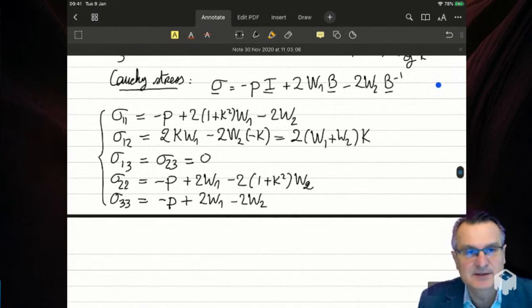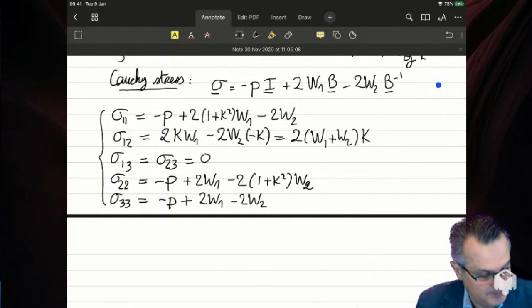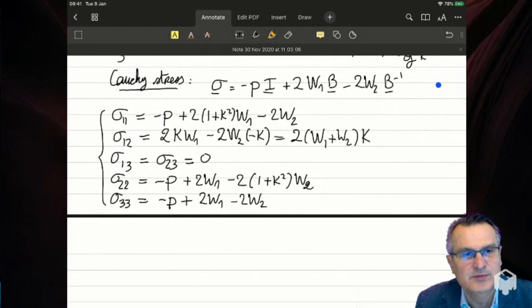And that's in all generality. And it's going to give us a lot of information just writing this for any W, any material. Any incompressible isotropic material is going to have a Cauchy stress with those components.